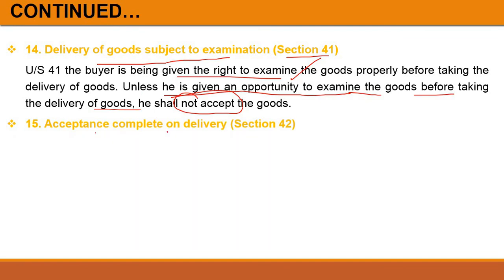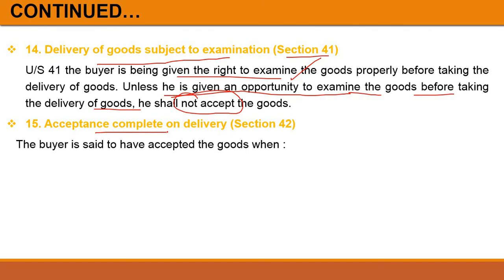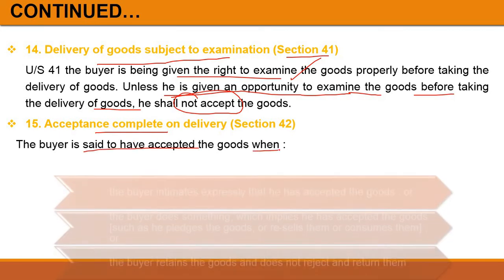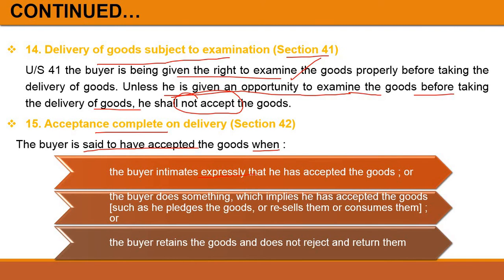Then acceptance is complete on delivery. Once the goods are given, the buyer will accept the delivery. It means that the contract is complete. The buyer is said to have accepted the goods when the buyer intimates expressly that he has accepted the goods, or does something which implies that he has accepted them. For example, he resells them, or he pledges them, or he consumes them. So it shows that he has accepted the goods. If the buyer retains the goods and does not reject and return them, it is implied that the buyer has accepted the goods and delivery is complete.